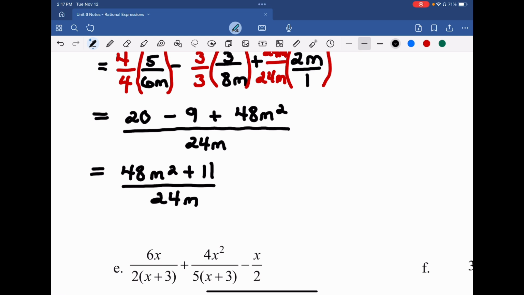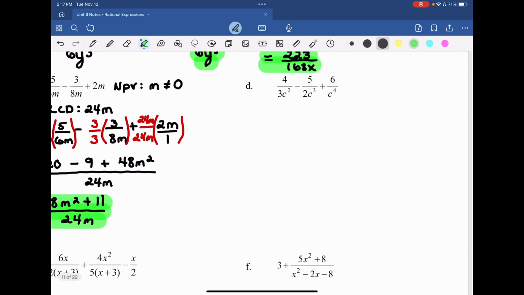Now, the one thing you just want to double check at this point: can they all reduce by something? In this case, 11 is a prime number, and 48 and 24 are even. There's nothing I can divide by that's common, so I'm just going to highlight this and say, yep, this is good to go. All right, let's go over to part D.